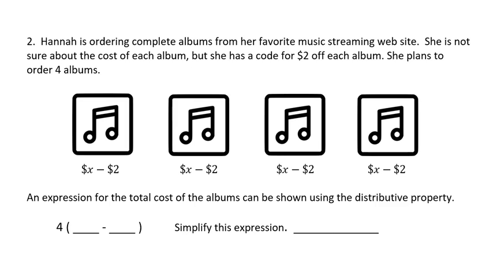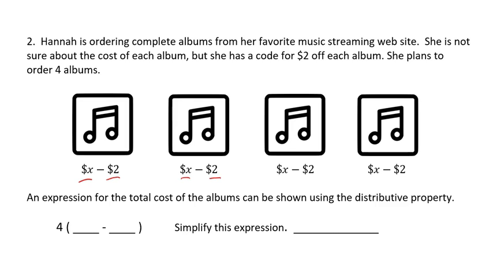Let's look at another example. Hannah is ordering complete albums from her favorite music streaming website. She is not sure about the cost of each album, but she has a code for $2 off each album, and she plans to order 4. So you can see the pictures represent the 4 albums. She's not sure of the cost, so that's our variable or our unknown. And she has a code that allows her to get $2 off of each album.